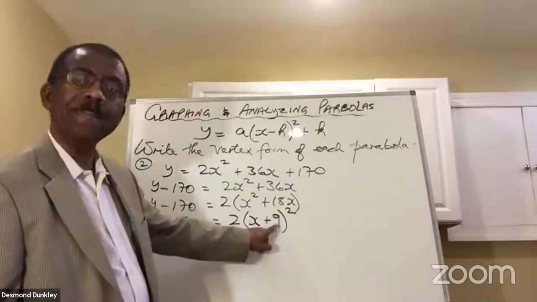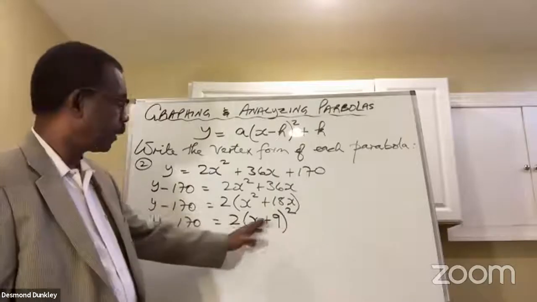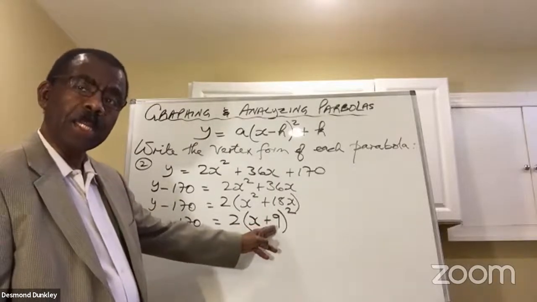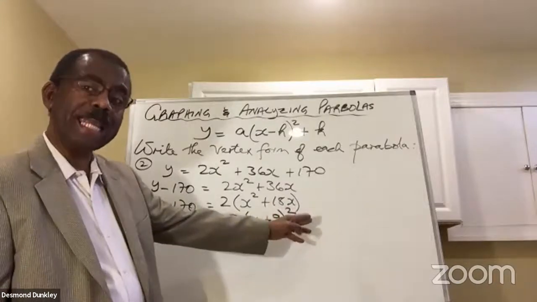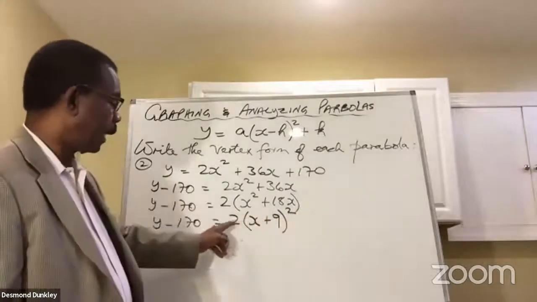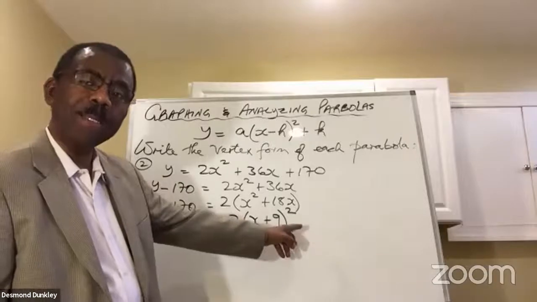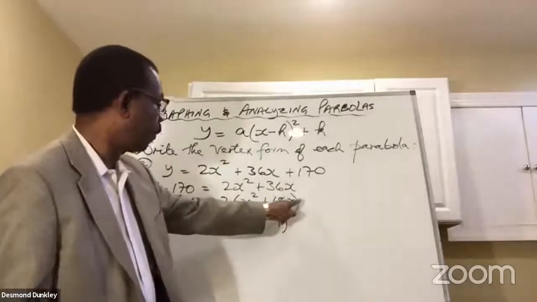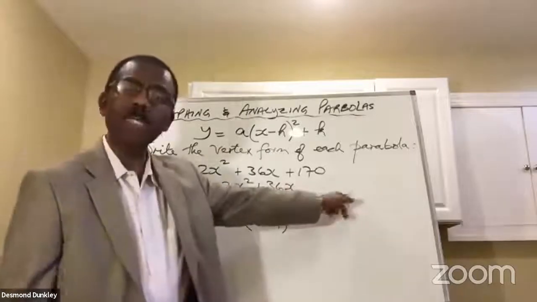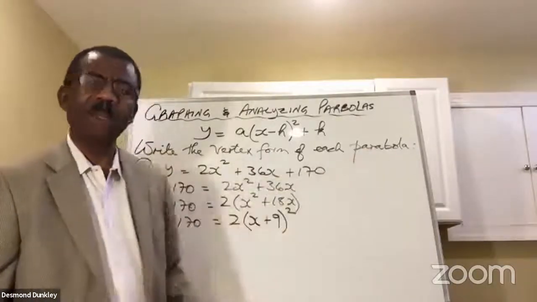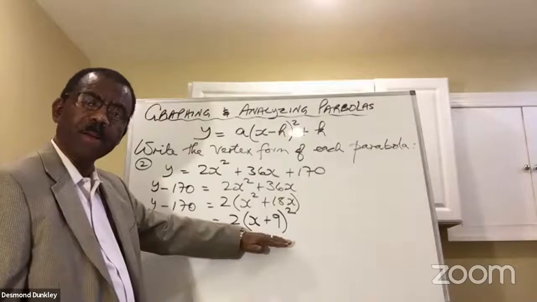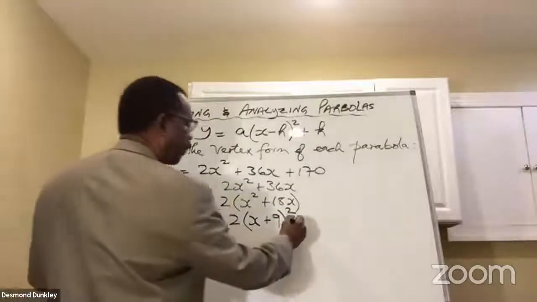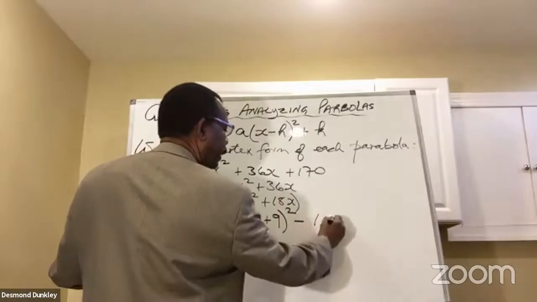x plus 9 times x plus 9 is going to give us x squared plus 18x plus 81. And then when you multiply 2 times 81, we're going to get 162. But there's no 162 here. There's no 162, it's 0. So to make what is here equal to what is above, I need to subtract 162.